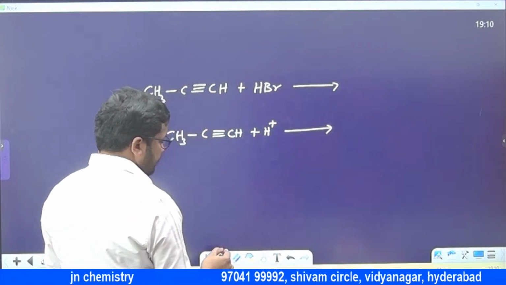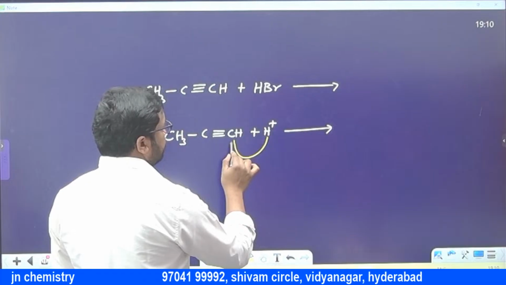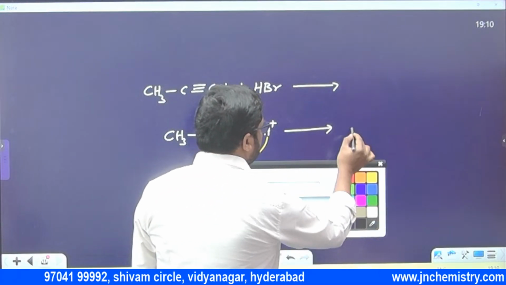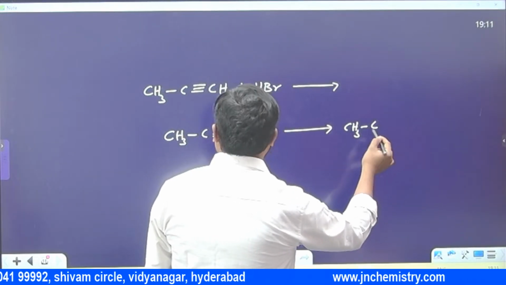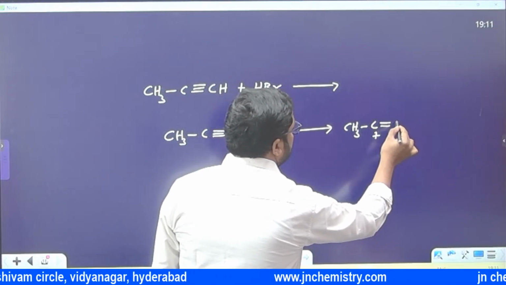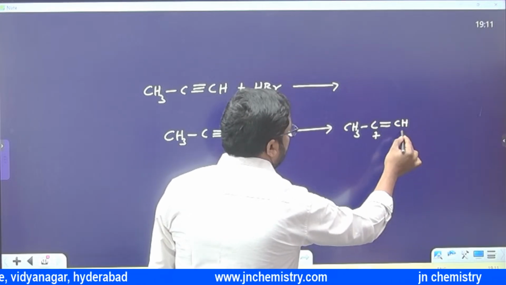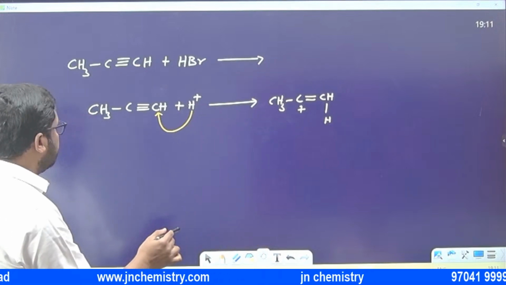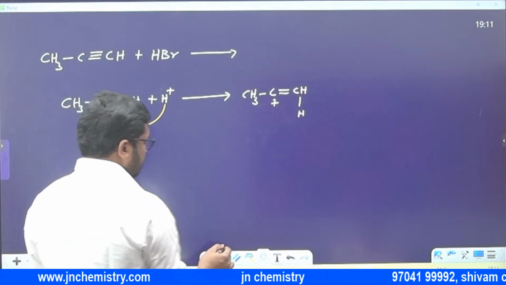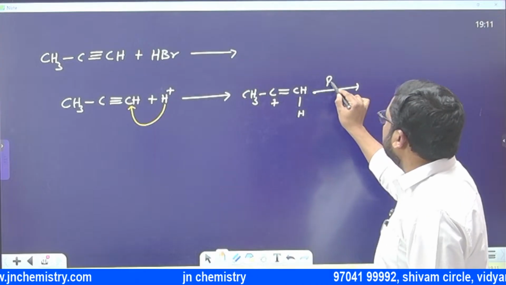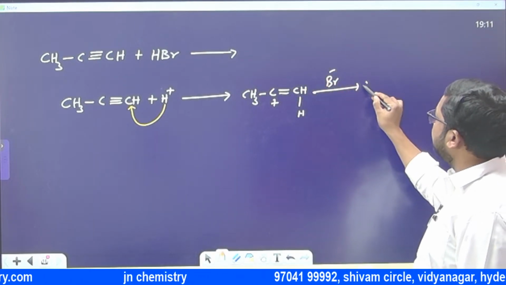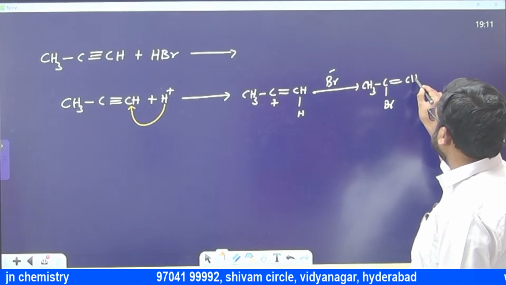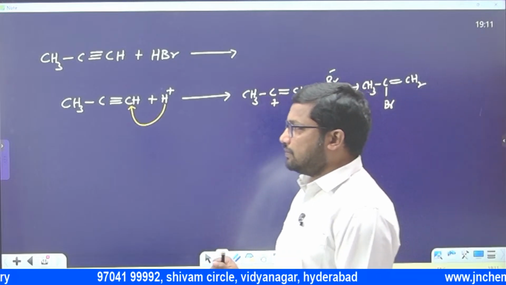First H plus is attacking here itself. We'll get the carbocation CH3, here is the positive charge, double bond CH H. So then what exactly happens, Nana? Br minus attacks the carbocation, giving CH3 C Br double bond CH2. This is the first step.